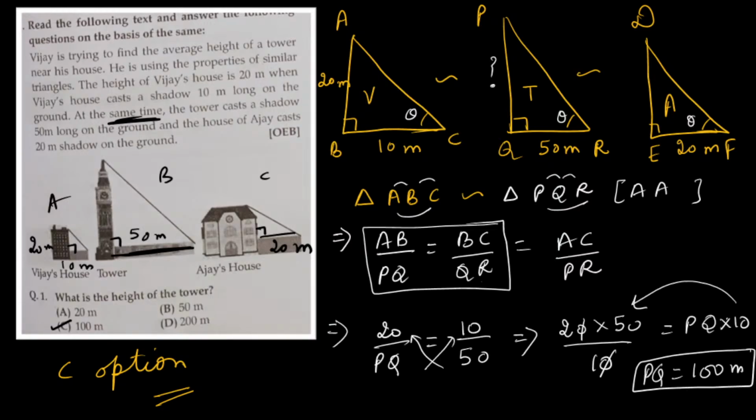Okay, so the concept of similarity: the three things which are given to us, we converted into right angle triangles. The triangles are similar, and we found why they are similar, because they have mentioned a particular time. At a particular time, the angle of elevation, the sun's elevation, will be the same. That's why theta will be the same, and the angles at B, Q and E are 90 degrees. So these three triangles are similar to each other. We used the concept of similarity and found the unknown side.